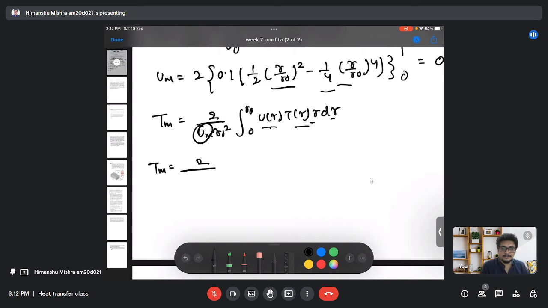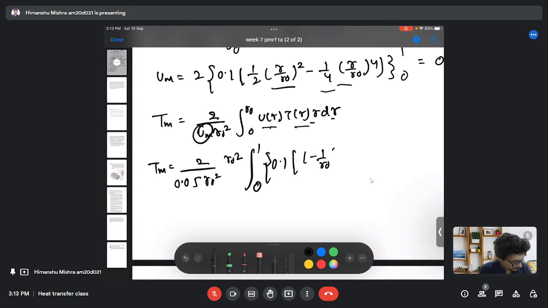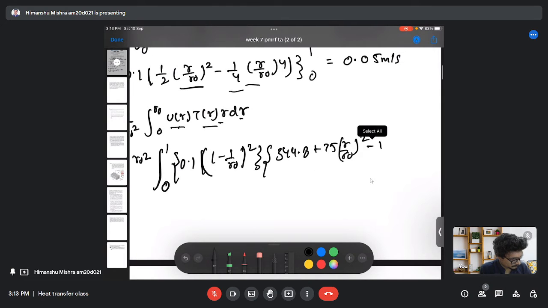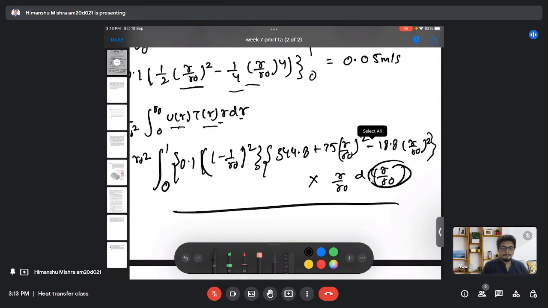We already found the mean velocity, which is 0.05, so I'm just directly putting the value. Again, I will multiply and divide the expression with R0 squared. Since my expression becomes non-dimensional, the upper limit will change, so basically it is 0 to 1 now. Here I am integrating with respect to r by R0. So this is my full expression.